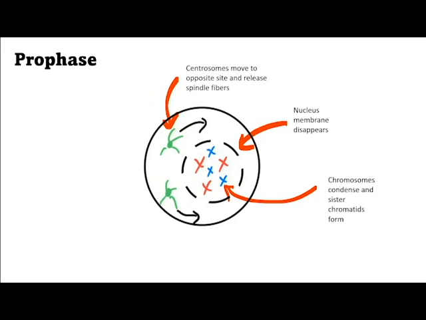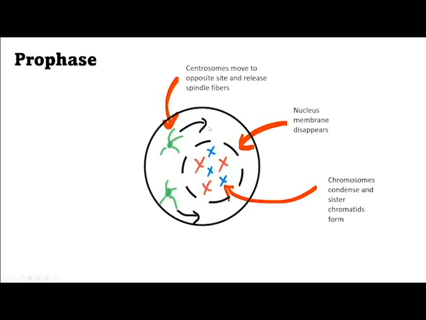Let's first have a look at prophase. In prophase, the chromosomes condense and the sister chromatids form. Then the nuclear membrane disappears, and the centrosomes move to opposite sides and release their spindle fibers.